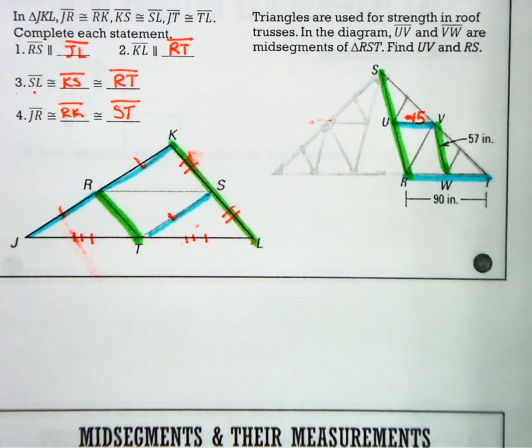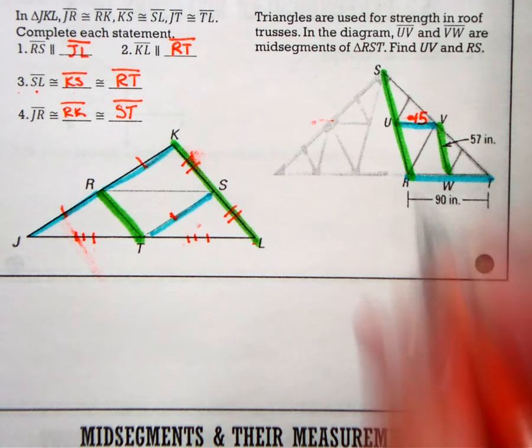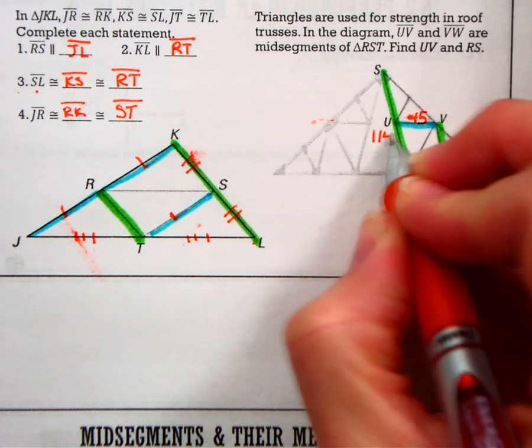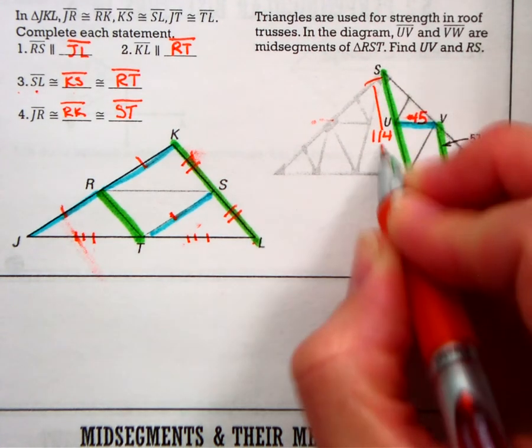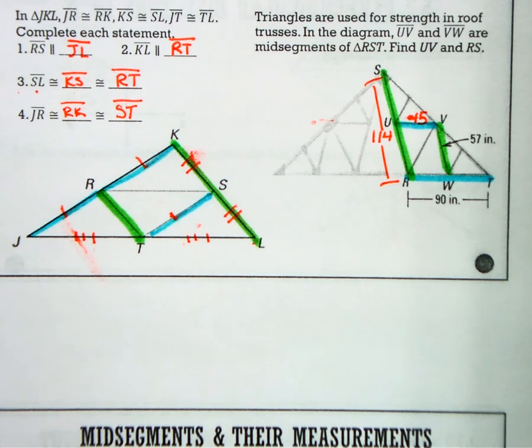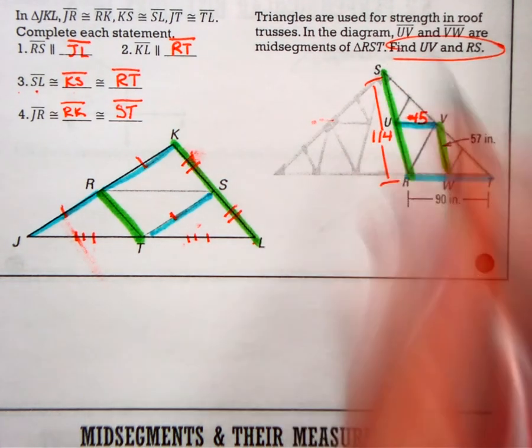So here, 57 times 2, 114 for this whole thing there. Okay, I didn't actually read the rest of the question. What did they want to know? It says find UV and RS.